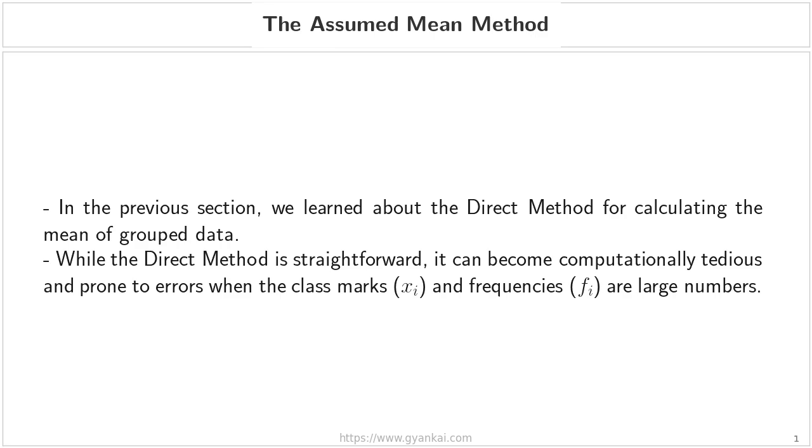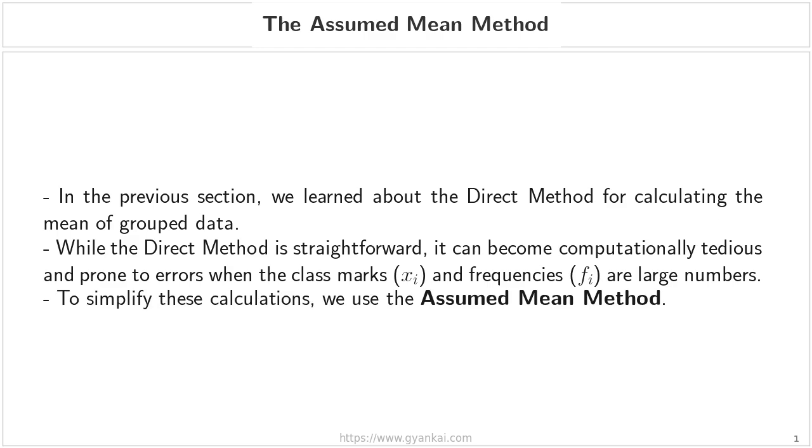However, you might have noticed that when we deal with much larger numbers, specifically when the class marks, which we denote as x sub i, and the frequencies, which we call f sub i, become quite large, the calculations can become very tedious. It takes a lot longer, and it becomes much easier to make a small arithmetic error that ruins your entire result. To solve this problem and make our lives much easier, today we are going to learn a more efficient technique called the assumed mean method. This method is designed specifically to simplify those heavy calculations.